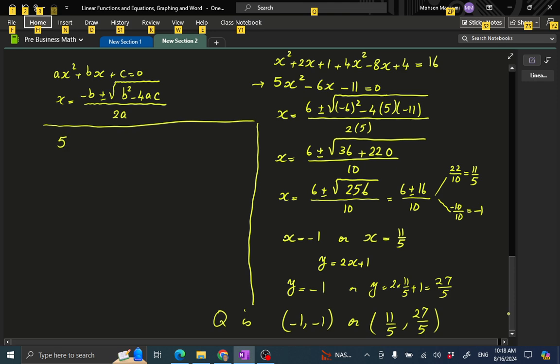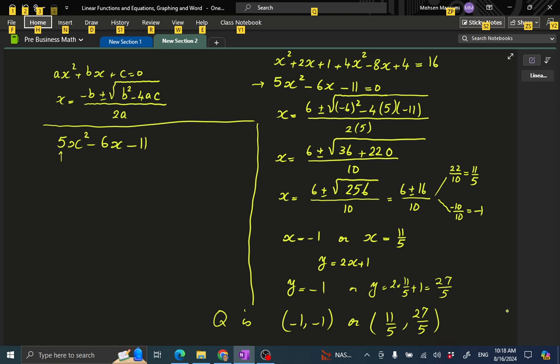So the question is, how do you factor this expression, 5x squared minus 6x minus 11? If it can be factored, how do we do it? There's no guarantee that a polynomial can be factored into convenient numbers, but every now and then it does happen. So what do we do?